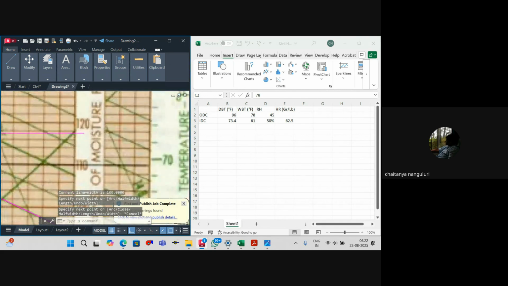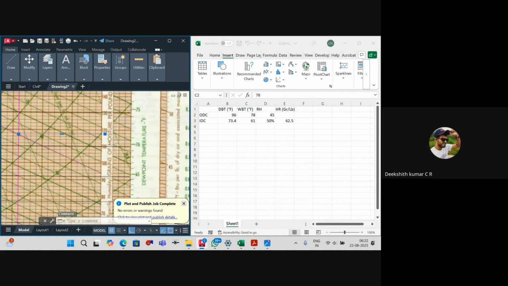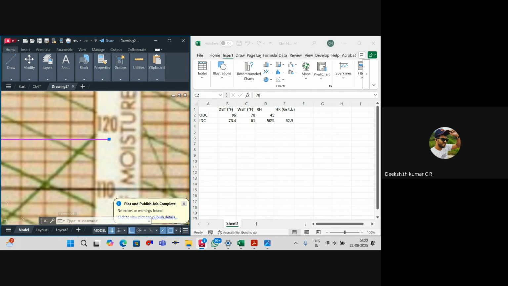Here the moisture content is somewhere around 110, 112, 114, 116, somewhere around 118. It is just below 118, so I can consider 117 or something. 117.5, yes, 117 approximately should be fine, or 117.5 also. So 117.5 rounded off. This is our humidity ratio. So we got your outdoor conditions.